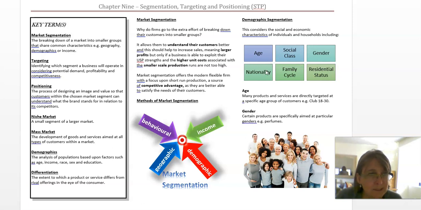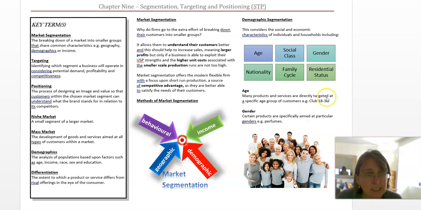So market segmentation is not complex at all. It's just a multitude of ways of pulling apart people, populations. Keywords that you need to think about are demographic, geographic, behavioural and income.